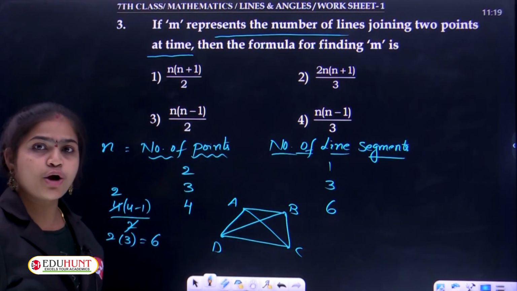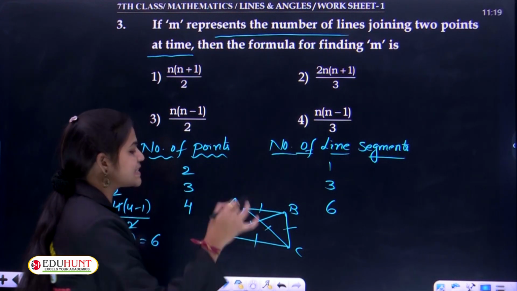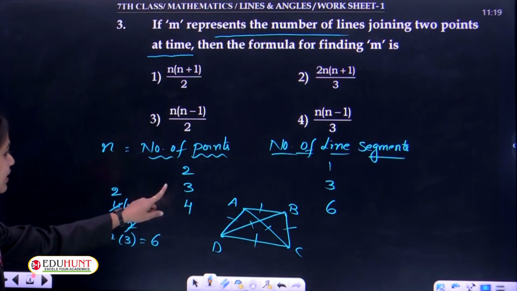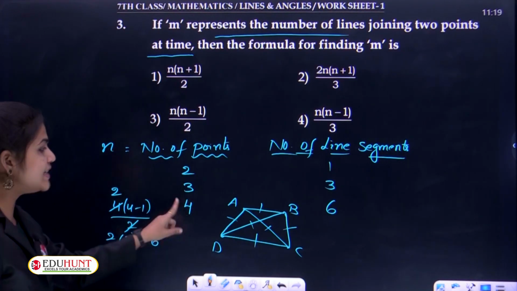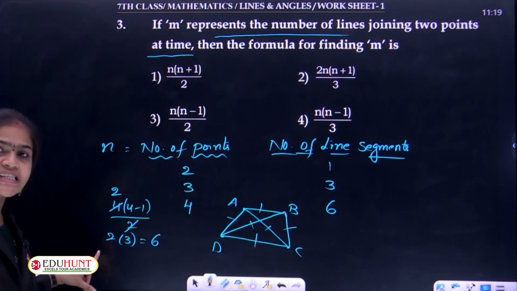Now count here, how many line segments are there? 1, 2, 3, 4, 5, 6. How many line segments are there? 6 line segments. That's what they have given here. While you are taking 4 points, then we can draw 6 line segments. Does it satisfy this condition or not?